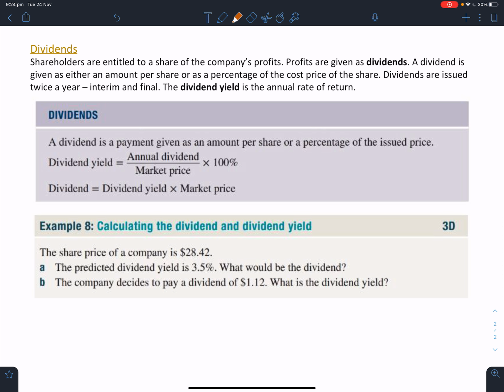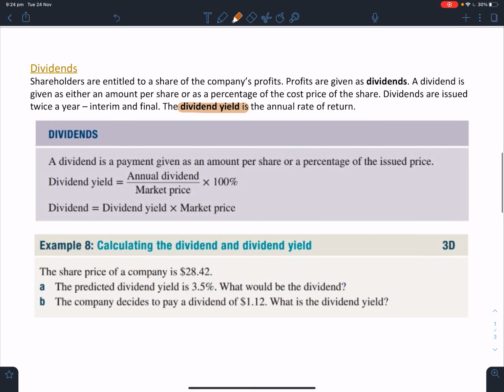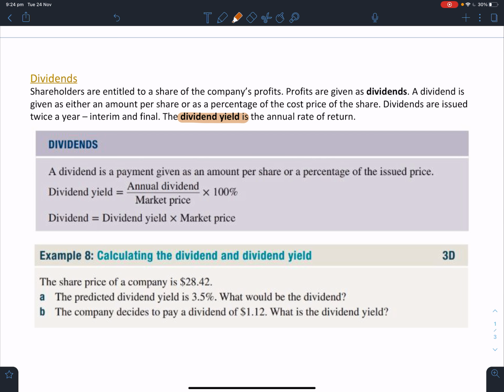Now, dividends. The whole point of buying shares in a company is so that you can make a profit. You are investing. It's another way of investing. Some people buy houses, some people put their money into accounts with a high interest rate. Other people buy shares. The way that you make money is through profit. As a company makes money, each of the shareholders sees some sort of return as well. That happens twice a year. Interim and final are what those two time periods are called. The dividend yield is the annual rate of return. It's what you make off each share per year, as a percentage.